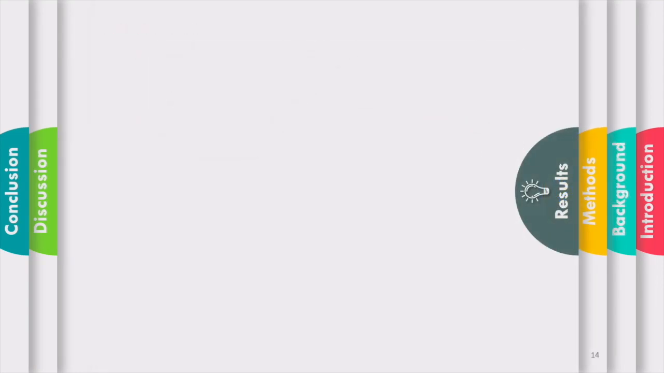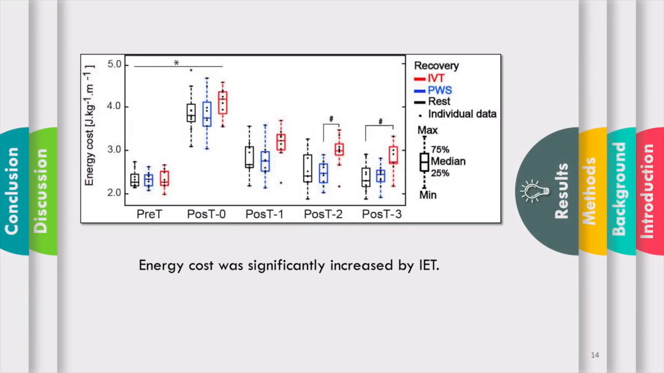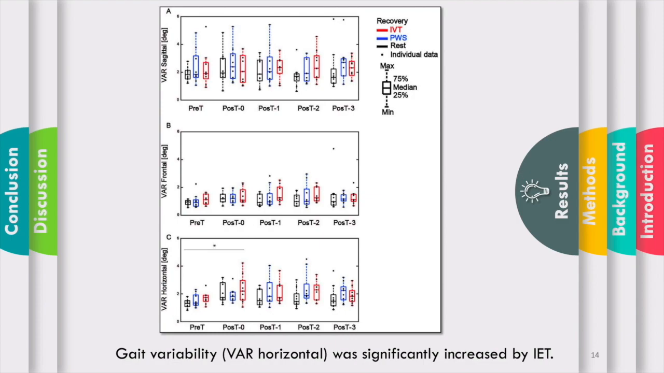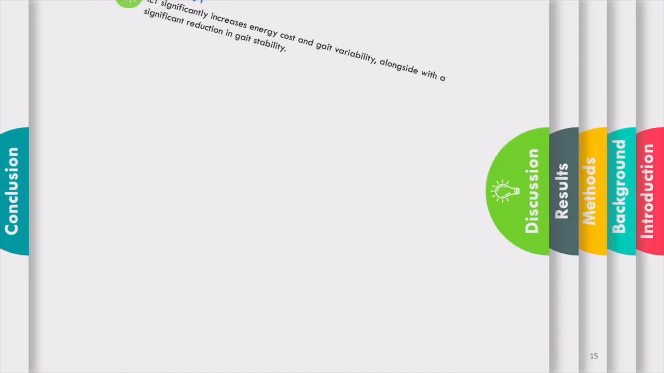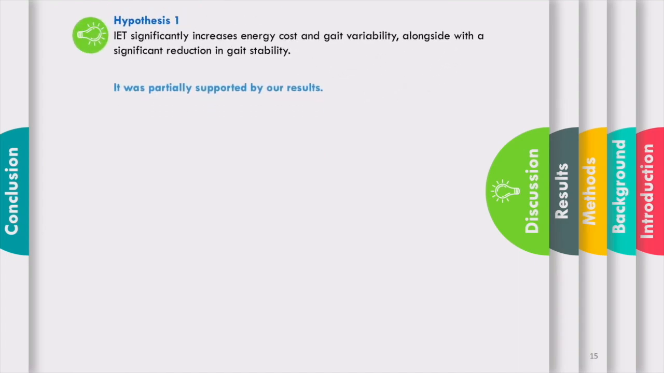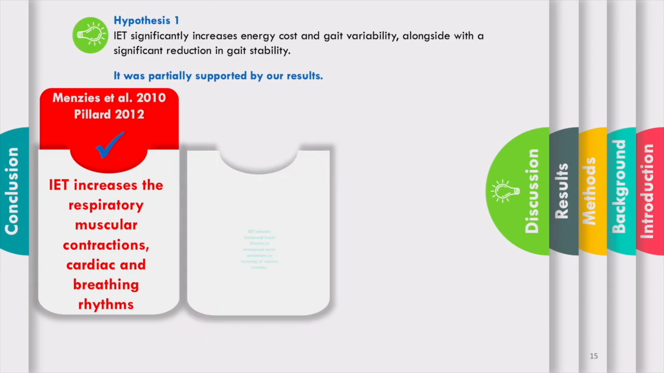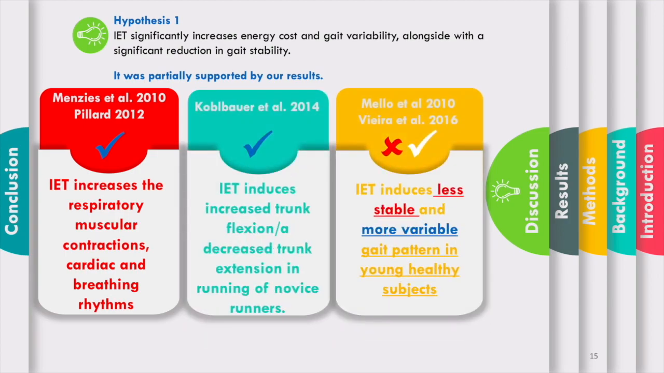Our results show that energy cost was significantly increased by the incremental exercise test. Gait variability was also significantly increased by IET. However, gait stability was not significantly influenced by IET. Therefore, our first hypothesis was partially supported by our results. In terms of gait variability and energetic cost, our results are in line with those reported by previous studies. Both of them increased at post-IET.